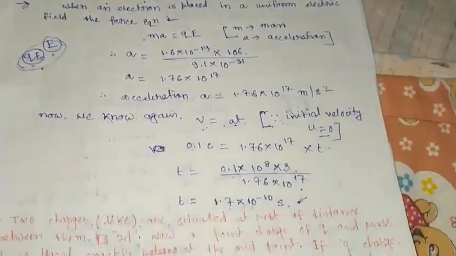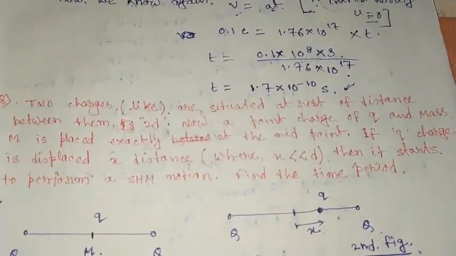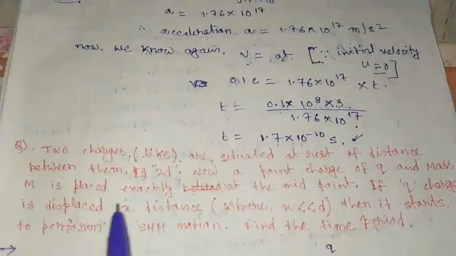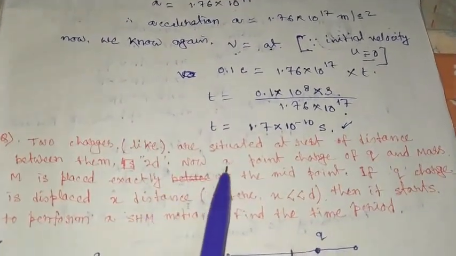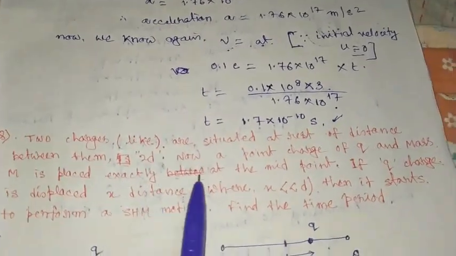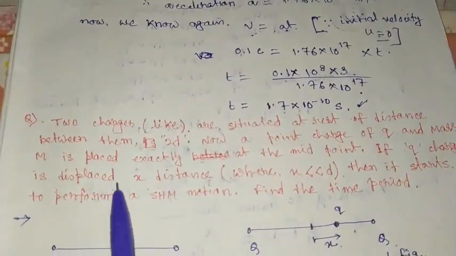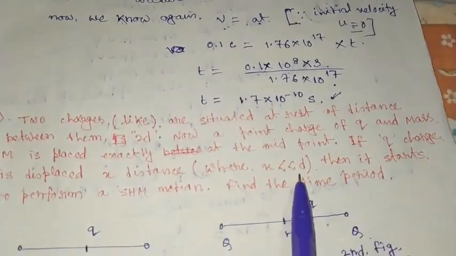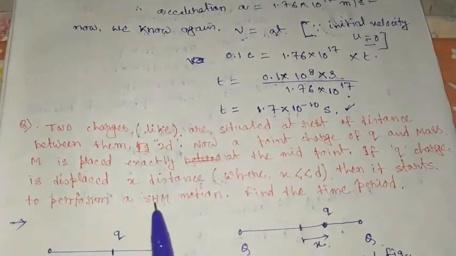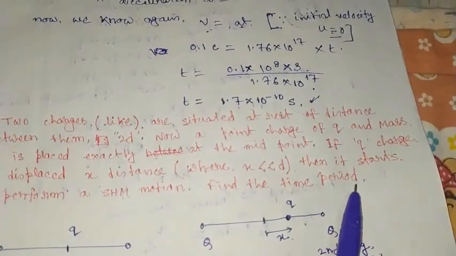Okay, next. Two like charges are situated at rest, and the distance between them is 2d. Now a point charge q of mass capital M is placed exactly at the midpoint. If charge q is displaced by a distance x, where x is much less than d, then it starts to perform SHM. Now find the time period.